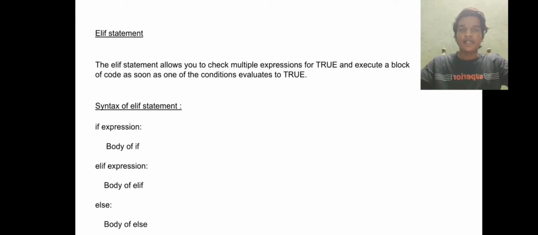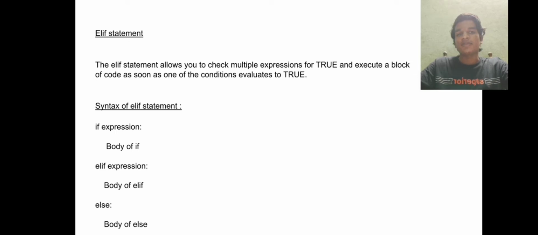The next statement is the elif statement. The elif statement allows you to check multiple expressions for true and execute a block of code as soon as the condition evaluates to true. It is also used to check multiple conditions if the given condition is false. It is similar to the if else statement, and the only difference is that else will not check a condition, but in elif it will check the conditions. The elif statement evaluates multiple conditions.